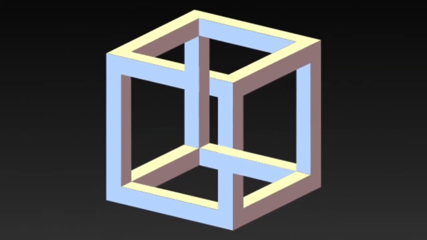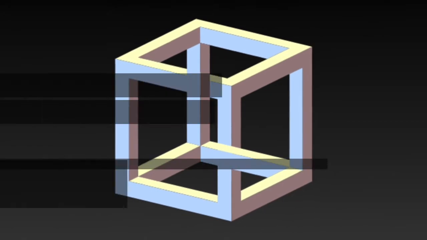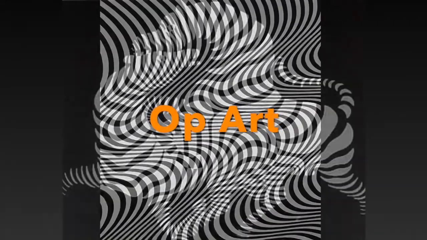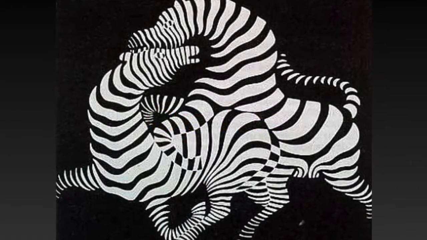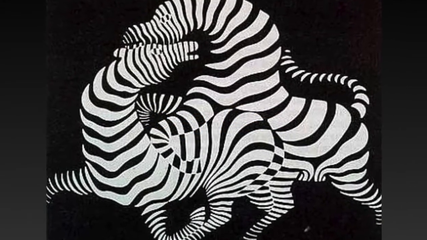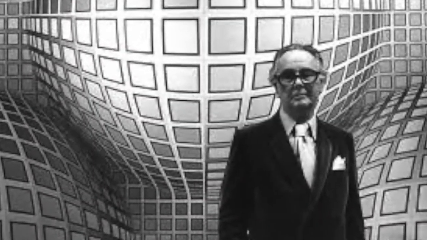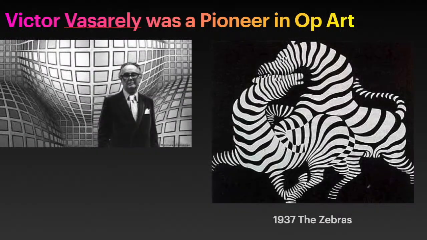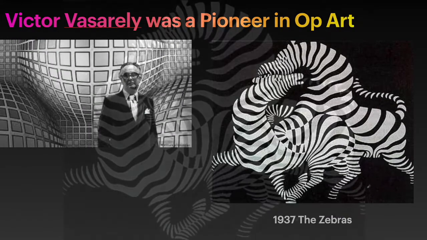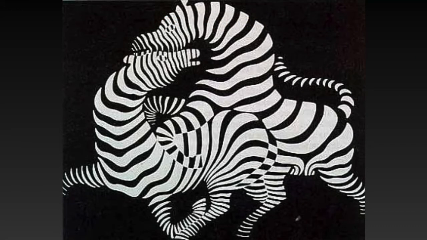Sometimes when people talk about this kind of art, they shorten it from optical illusion art to op art. Op art started appearing a little less than 100 years ago. This picture of zebras was done by an artist named Victor Vasarely. He was considered a pioneer in the abstract art movement. Notice how the background and foreground give in to one another.